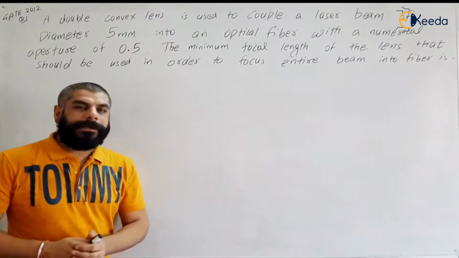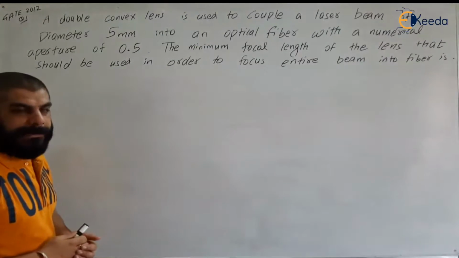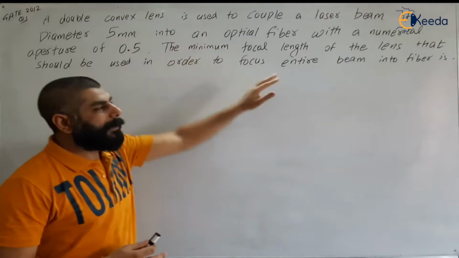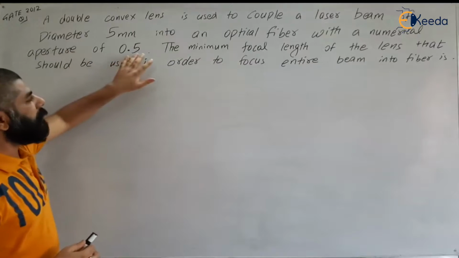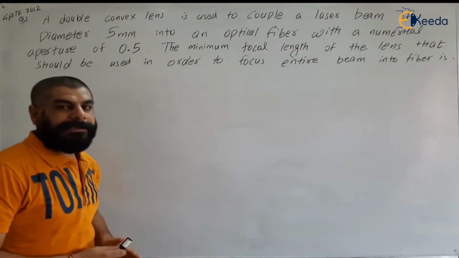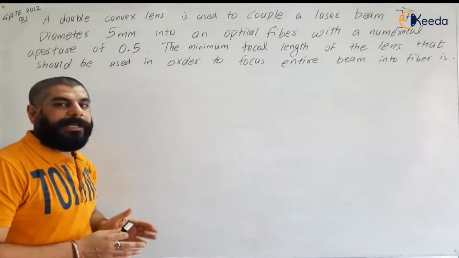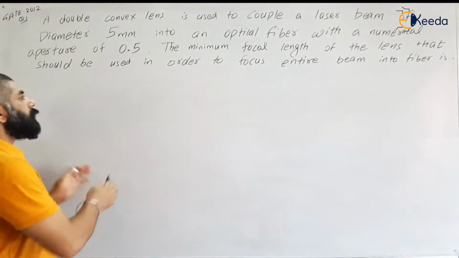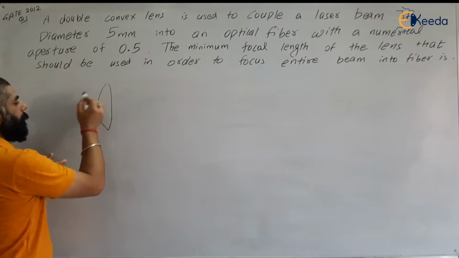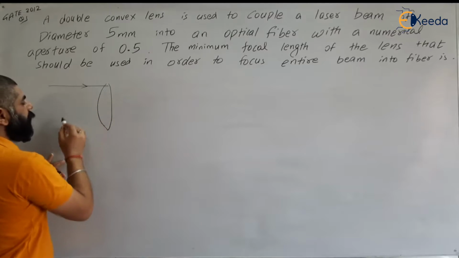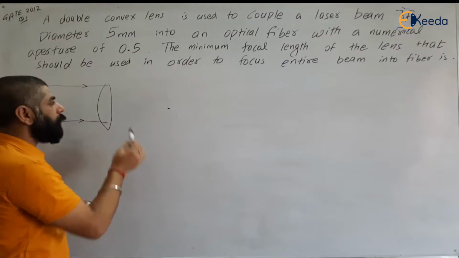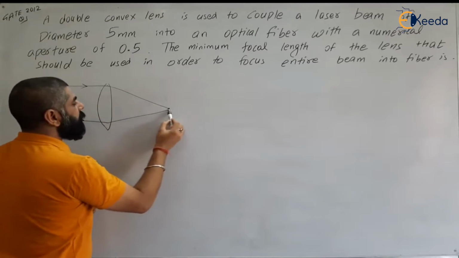The question I have written here is: a double convex lens is used to couple a laser beam of diameter 5 mm into an optical fiber with a numerical aperture of 0.5. A convex lens is a converging lens. If the light comes from infinity, it passes through the focal point of the convex lens. The rays coming into the convex lens pass through the focal length.